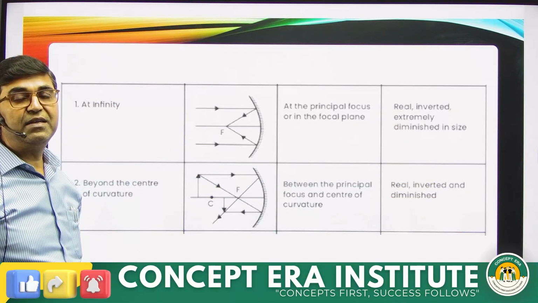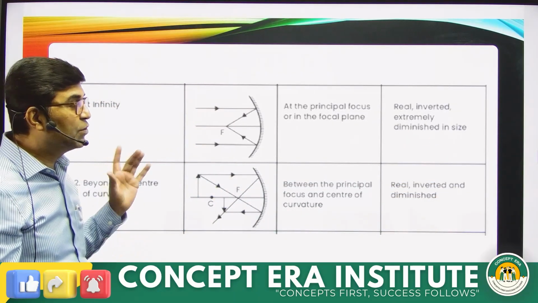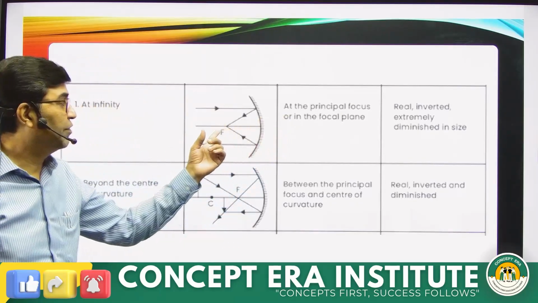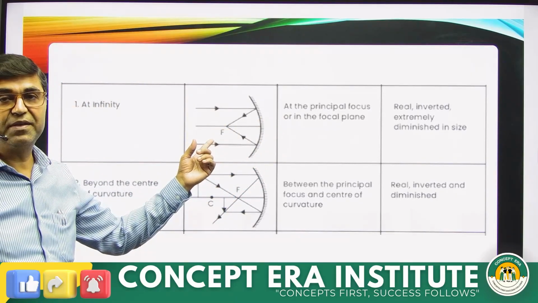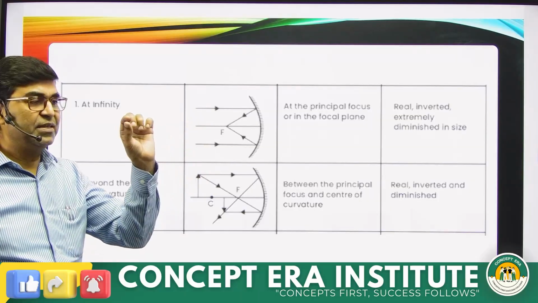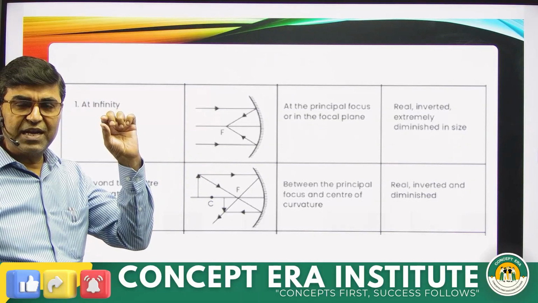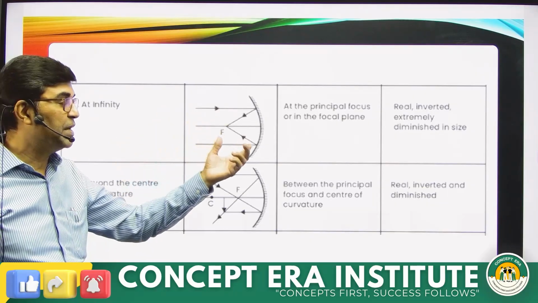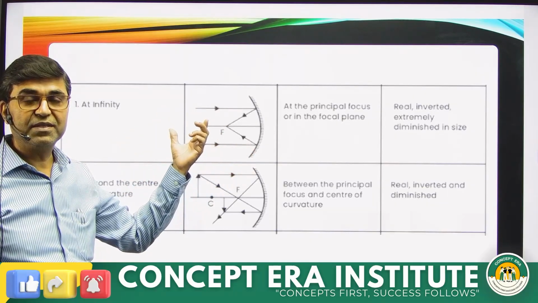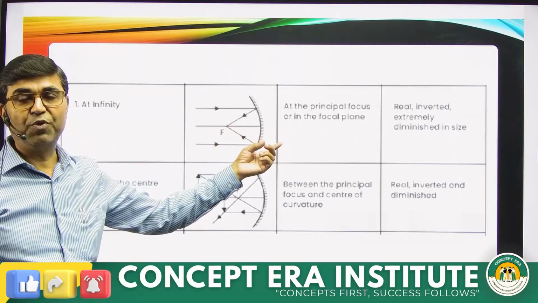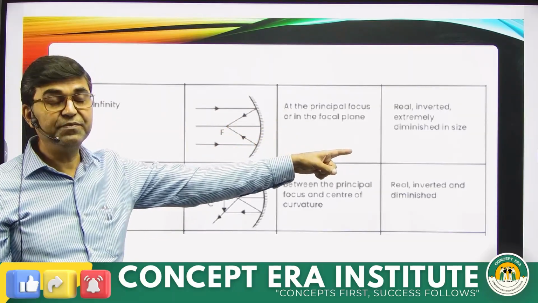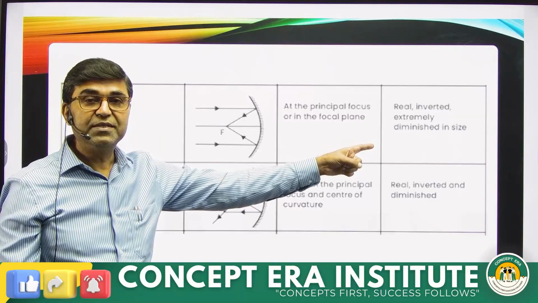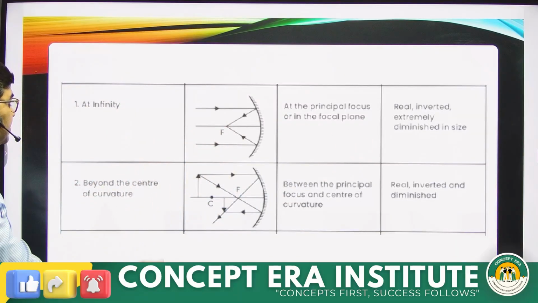That means highly diminished. You must have noticed that when we form an image of the sun using a concave mirror, then the image size is just slightly bigger than a pinhead or a nail head. So as compared to the size of sun, it is almost point sized. Therefore, we say that the image formed is highly diminished.